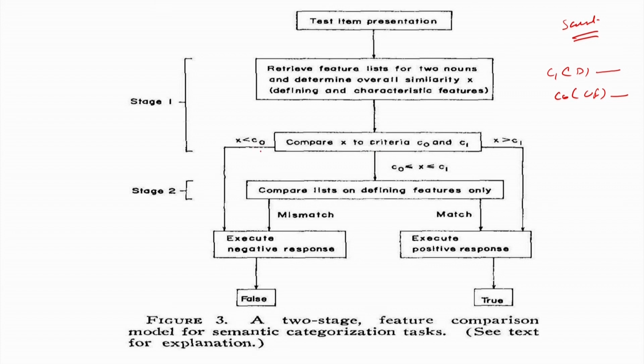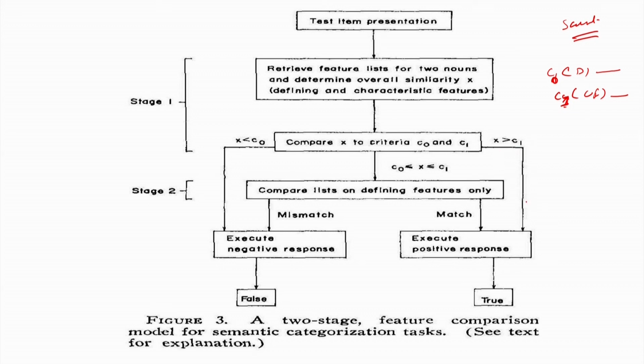If x is less than C0, meaning it does not have the defining feature, for example, it barks, and let us say Saint Bernard does not bark, then I move this way. C0 is the defining feature, C1 is the characteristic feature, and if x is less than C0, I execute a negative response and say it is false. If I have a calf and I am trying to say to you that this is a Saint Bernard, and the calf goes meow meow and does not say bow bow, which is what a dog should say, this is the defining feature of barking, and so I can execute a negative response saying this is false.